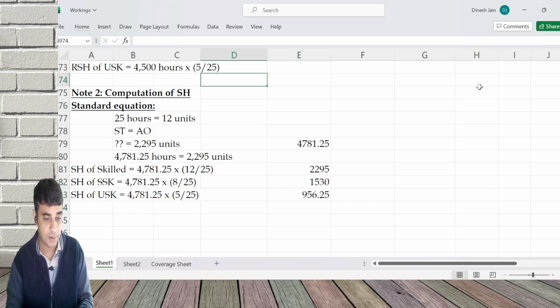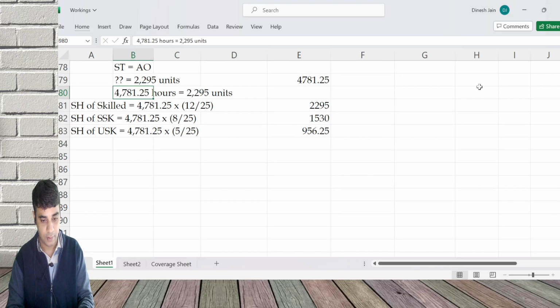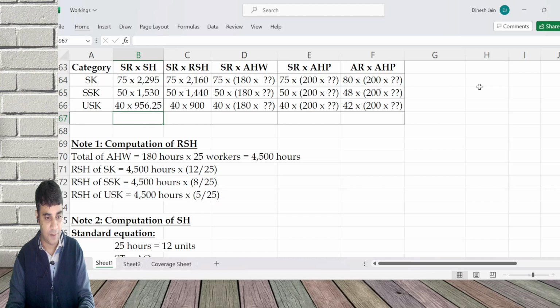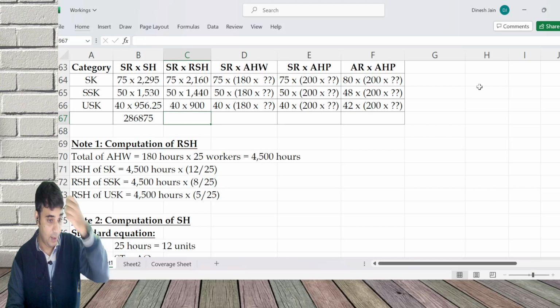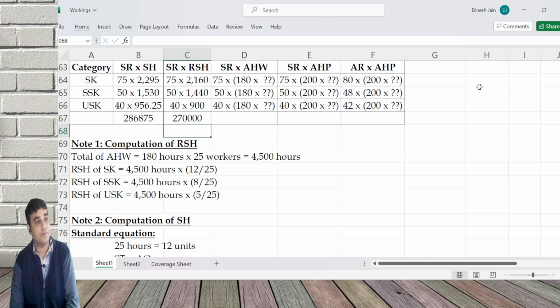Can you proceed? So I copy paste the numbers here. 2295, 1530, 956. Close the column 1 and column 2, multiply and write the figures. 75 into 2295. 2 lakh 86,875. Just a minute. 2 lakh 70,000.